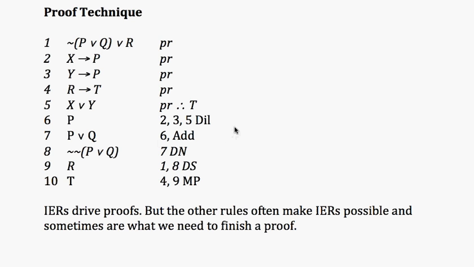So let's just see what we did. We used dilemma to get us started. The way that P entered into the proof was that first it got us P or Q, and then by double negation, it let us apply disjunctive syllogism. That gave us R, and that gave us T.